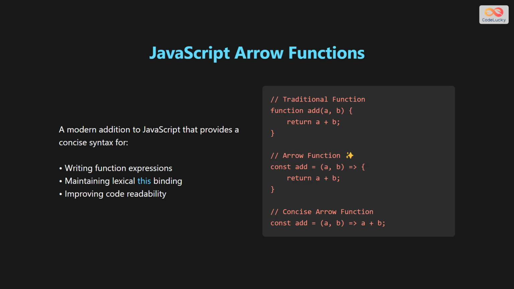Here's a traditional function which adds two numbers, a and b, and returns their sum. Here is the equivalent arrow function. It uses the equals syntax, also returning the sum of a and b. Finally, a more concise arrow function, where if the function body is just a single return statement, we can omit the curly braces and the return keyword altogether. All three functions achieve the same result of adding two numbers.